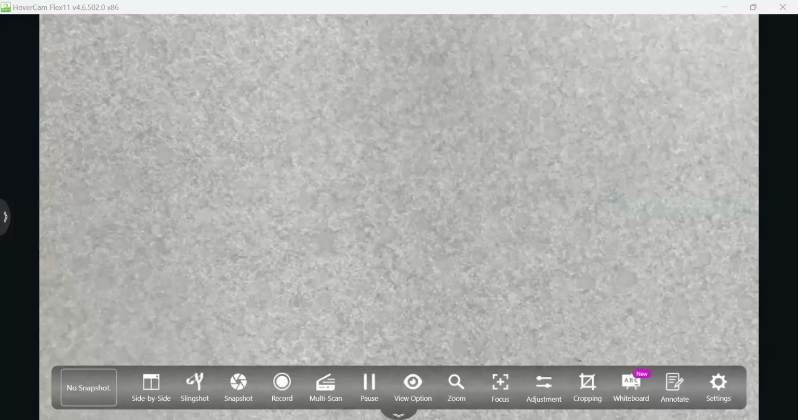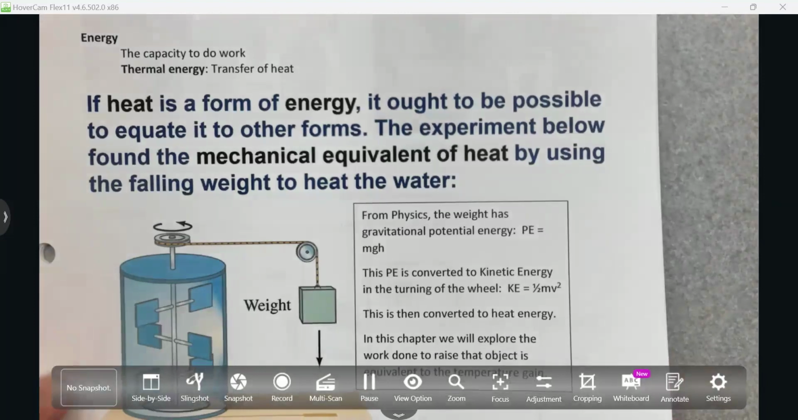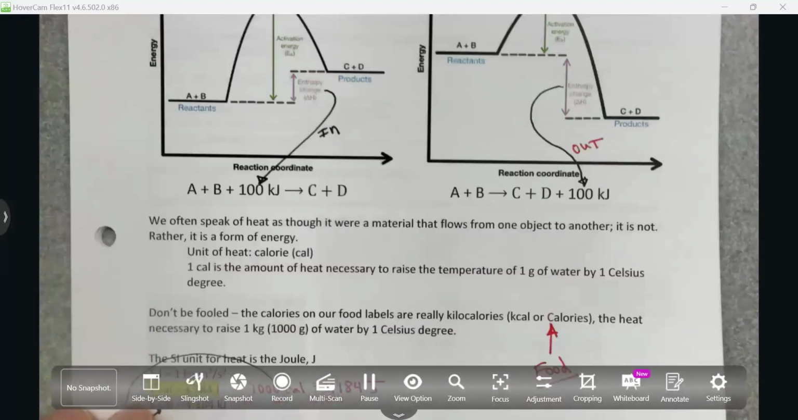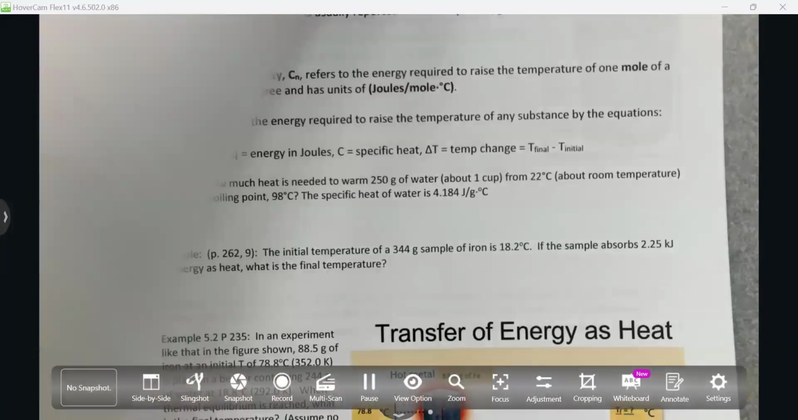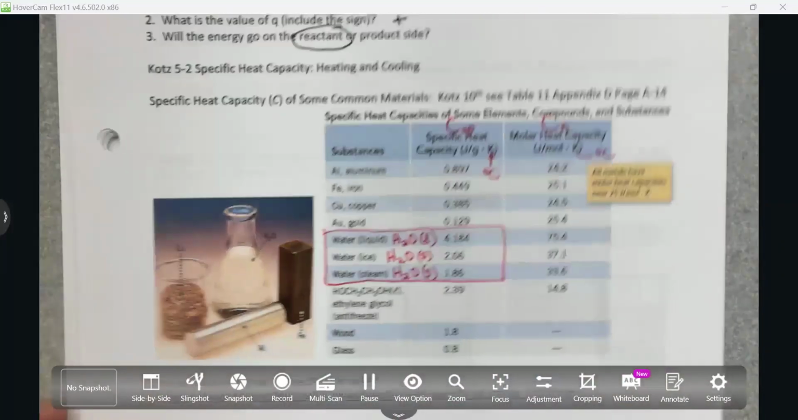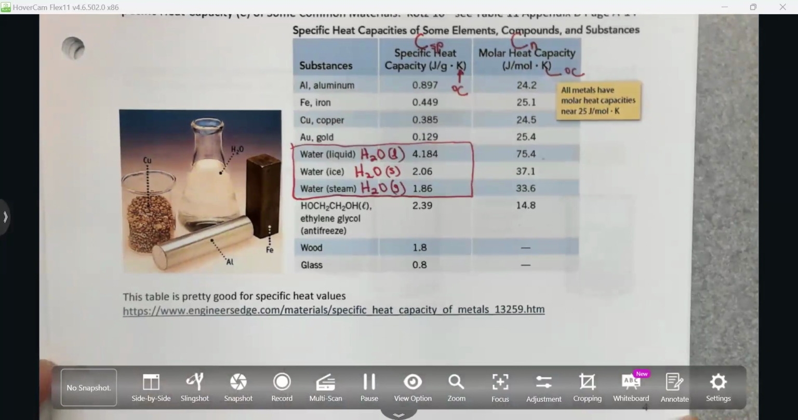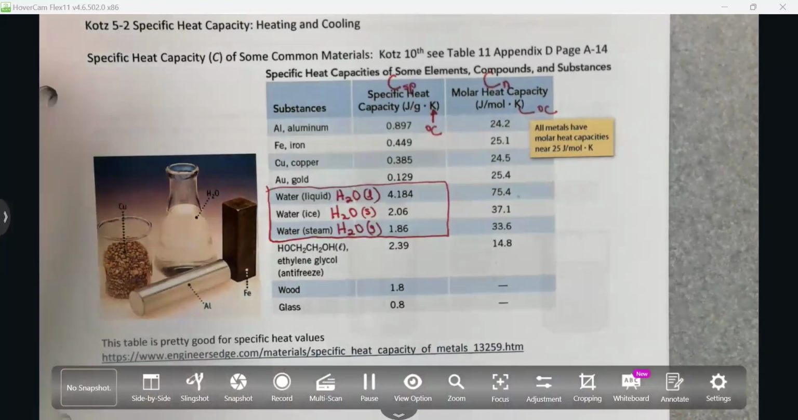So chapter 5, we left off. We started talking about heat. Whether something is exothermic, we get heat out, or endothermic, we put heat into a reaction. And then we left off kind of on this chart on page 4.